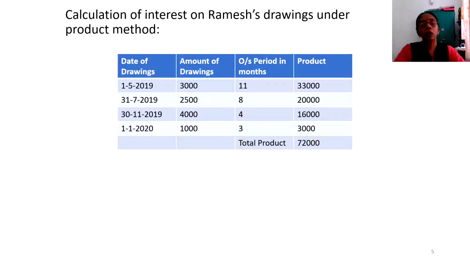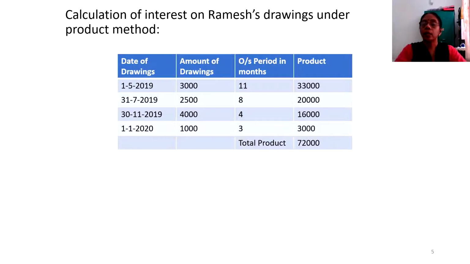Now your third column numbers, outstanding period in terms of months, is ready. The fourth column product is the multiplication of second and third column. So 3000 into 11 is 33,000. 2500 into 8 gives you 20,000. Use a calculator, students, for drawing up this product. 4,000 into 4, 16,000 and 1,000 into 3, 3,000. So your product column is also now ready.